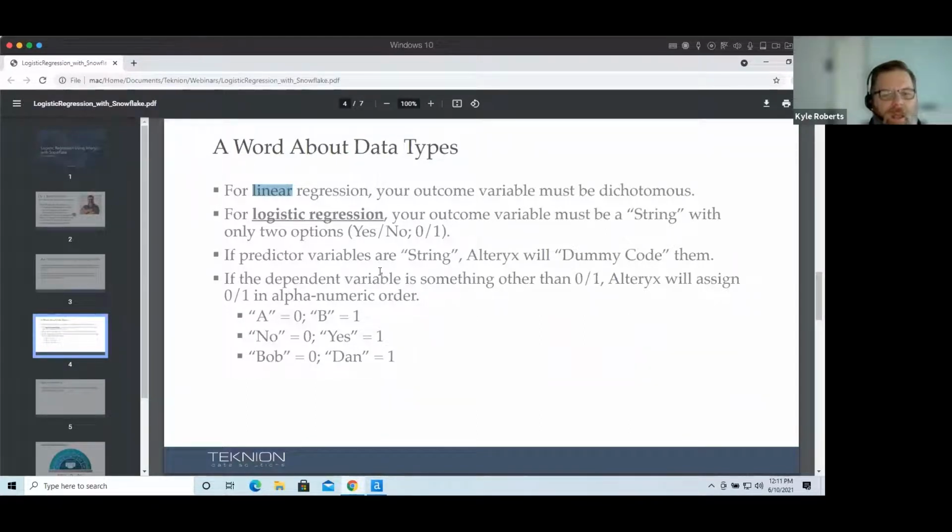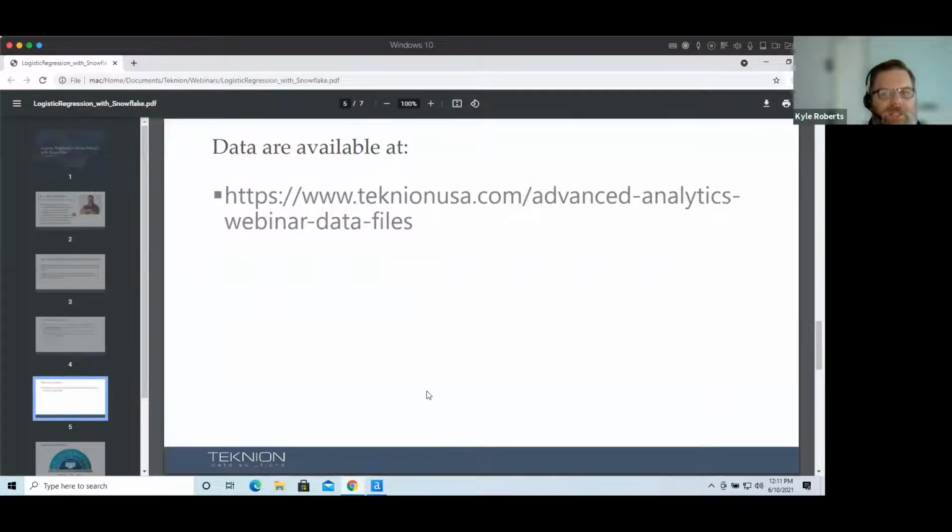Okay. And again, if the independent or the dependent variable, the outcome variable, is something other than 0, 1, Alteryx will assign the 0, 1 in alphanumeric order. So if it's A and B, then A will get the 0, B will get the 1. If it's no and yes, then N comes before Y, so the N will get the value of 0. Alteryx automatically does this. Yes gets a value of 1. Again, if we have two guys, Bob and Dan, Bob would be a 0. So what's the probability of being a Bob versus the probability of being a Dan? Okay, that's how that would work. Now, it's kind of a ridiculous analogy, but it does work.